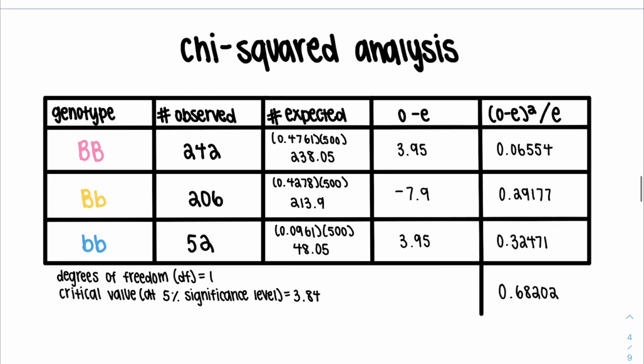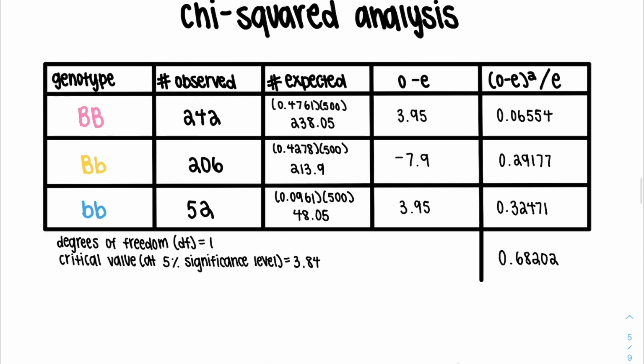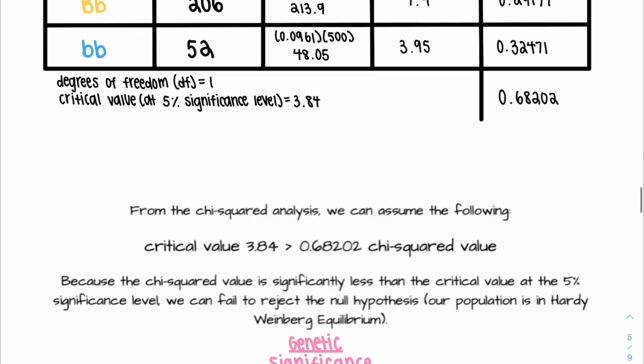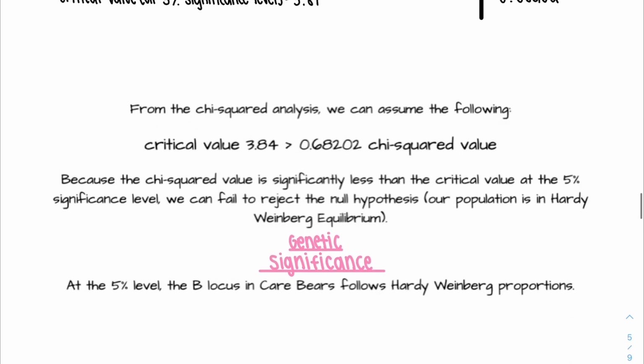We will use our observed population numbers, allelic frequencies, and genotypic frequencies to find our chi-squared value, which is 0.68202. Since we have 1 degree of freedom in this case, we have a critical value of 3.84 at the 5% significance level. From the chi-squared analysis, we fail to reject the null hypothesis that our population is in Hardy-Weinberg equilibrium, as 3.84 is significantly larger than 0.68202. Genetically, this helps us to conclude that the B locus in Care Bears follows Hardy-Weinberg proportions.